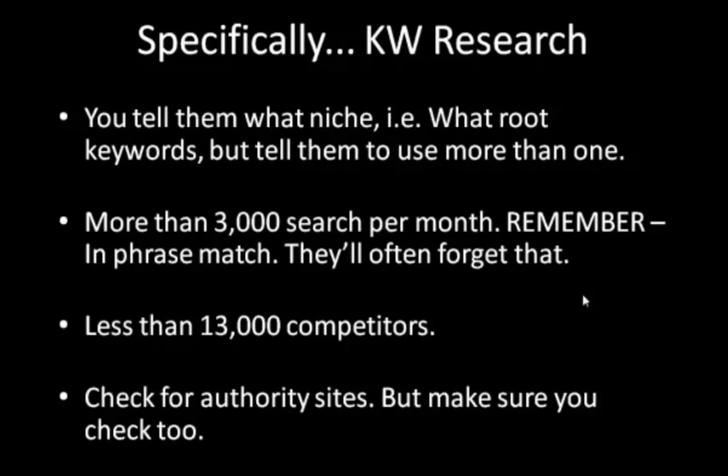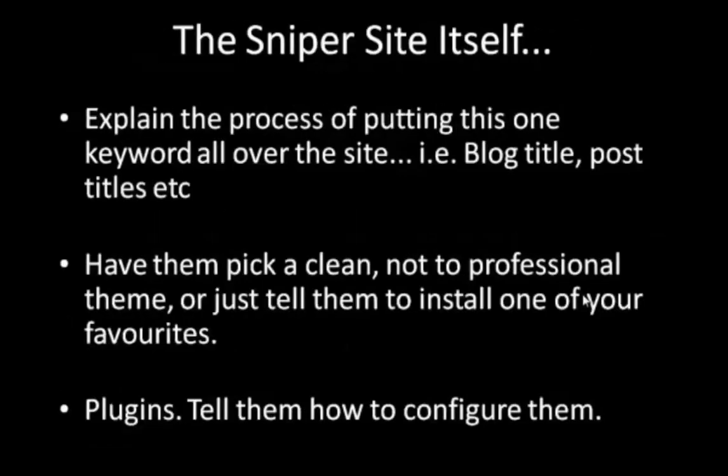To tell them to do that, but also make sure you have a check too. This is really important in the main part of the keyword you're going to be checking over. Now, when you check over a keyword, make sure you check how many searches per month it's getting as well. Make sure you check the 13,000 competitors, and make sure you check for, most importantly, authority sites. Okay, so that's pretty much the keyword research. That's what you need to tell them to do. Let's talk about the sniper site itself. So you just want to explain the process of putting this one keyword all over the site, the actual Google Sniper process, okay, because they may not be familiar with it.